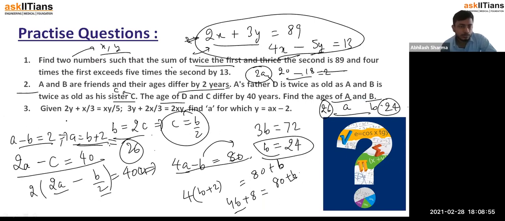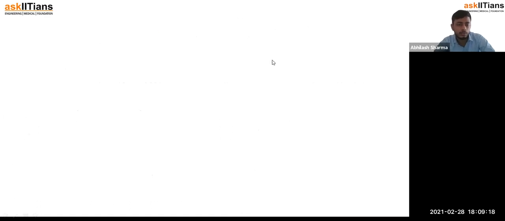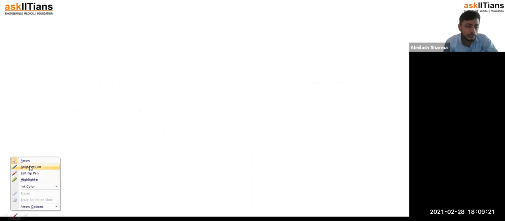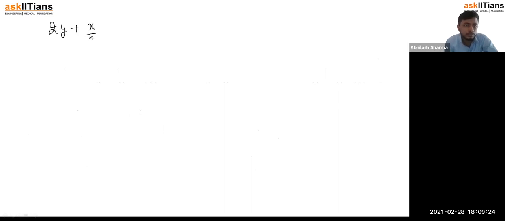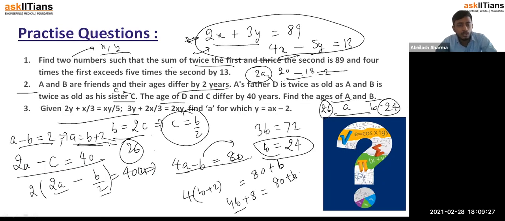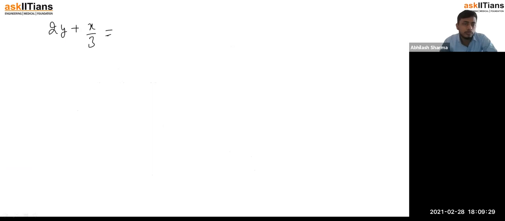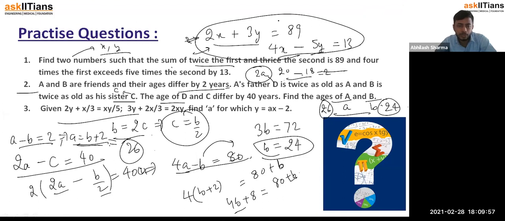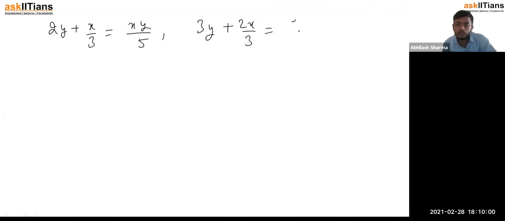Okay, now this also is a very, very good question. Let us have a look how to solve this. So we are given the equations: 2y plus x by 3 is equal to xy by 5, and second equation we are given 3y plus 2x by 3 is equal to how much? This is given to be 2xy, okay. So 2xy we have written here.